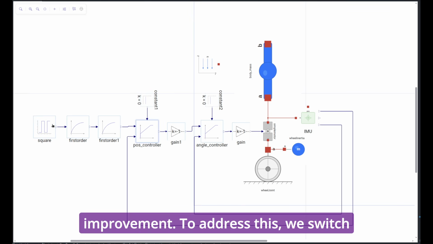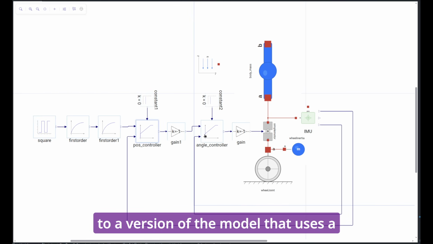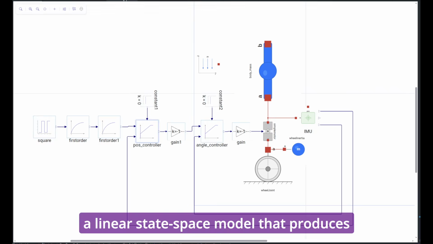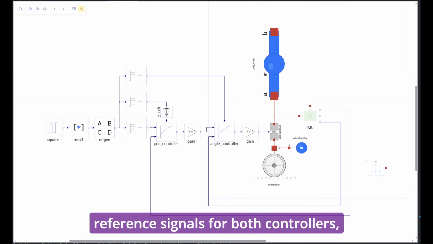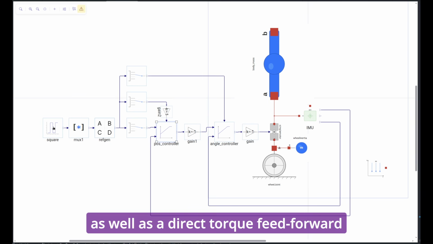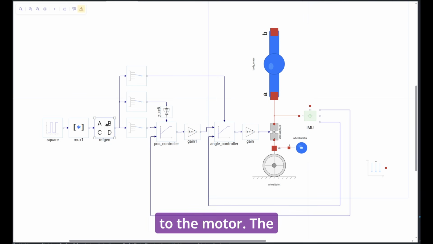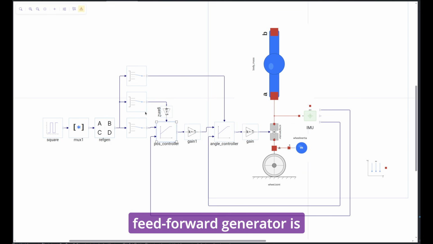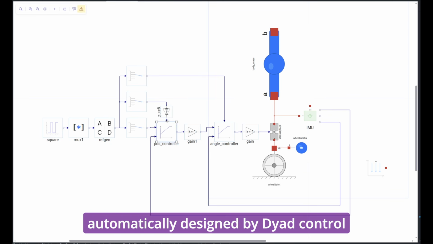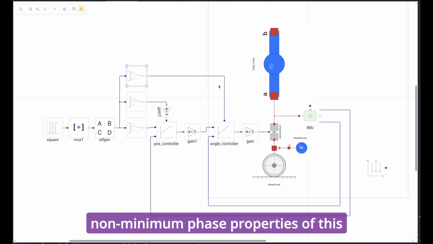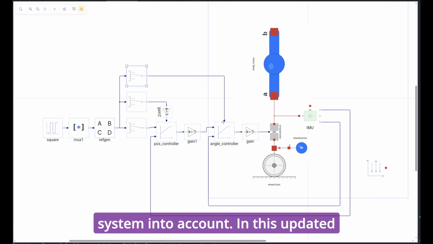To address this, we switch to a version of the model that uses a reference generator, a linear state space model that produces reference signals for both controllers, as well as a direct torque feedforward to the motor. The feedforward generator is automatically designed by Dyad Control Systems, taking the non-minimum phase properties of this system into account.